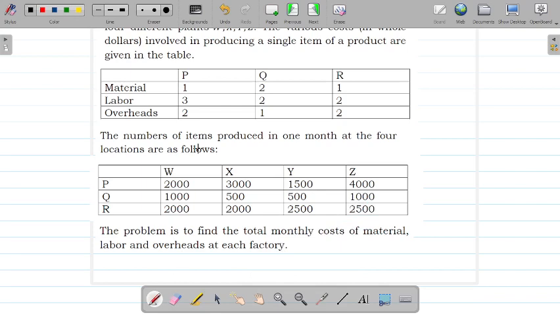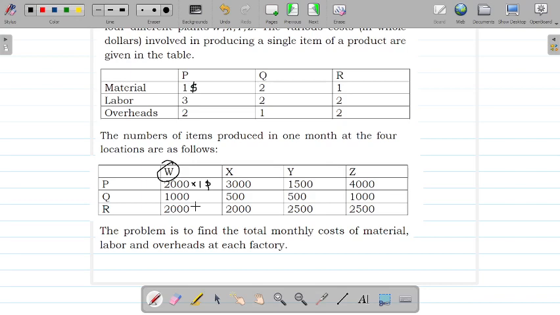So if you want the material cost in factory W, what do you do? To produce one product of type P, it costs $1. So in W we are producing 2000 items. So this is 2000 into $1. To know the material cost, I'd like to know the material cost now.